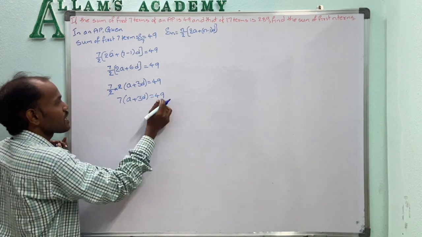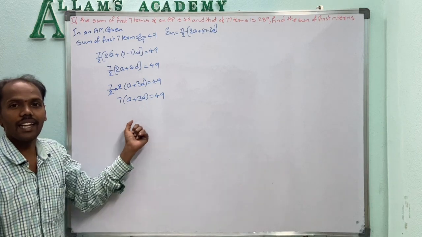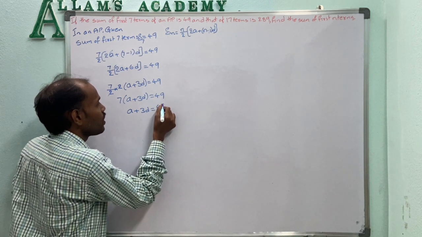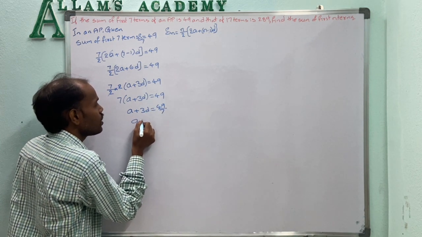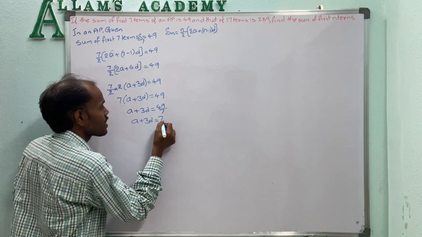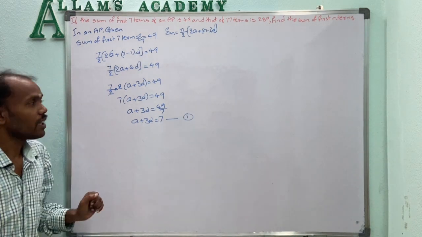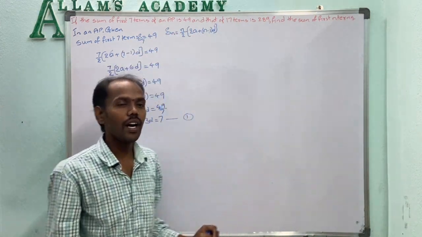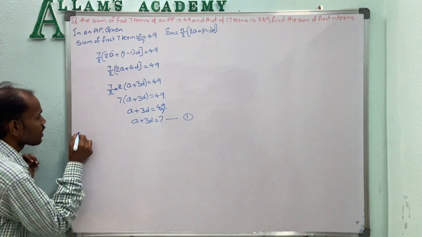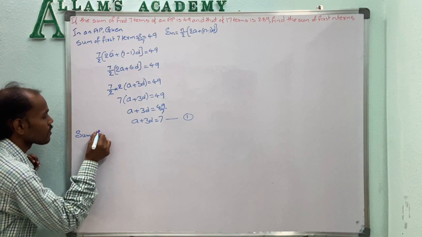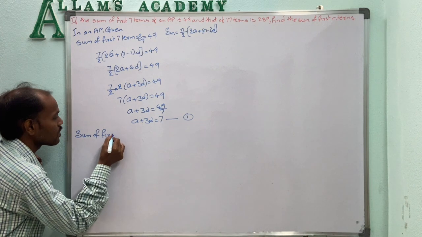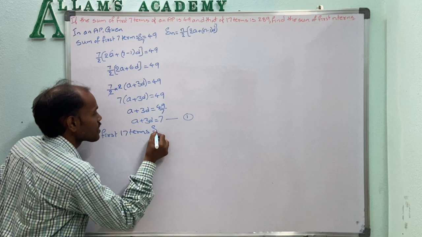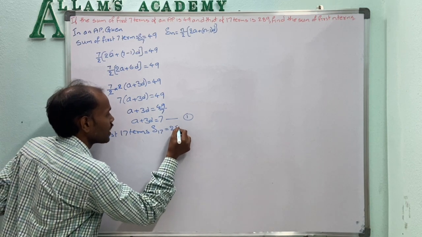Now this multiplication 7 transfers to RHS, that is division. So a plus 3d is equal to 49 by 7. 49 by 7 is equal to 7. So a plus 3d is equal to 7. Now, the given sum of first 17 terms is 289. So the sum of first 17 terms, S17, is equal to 289.